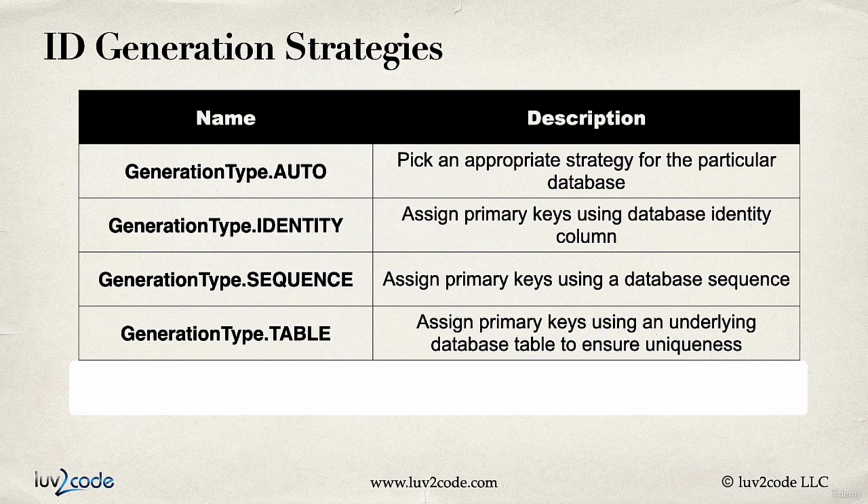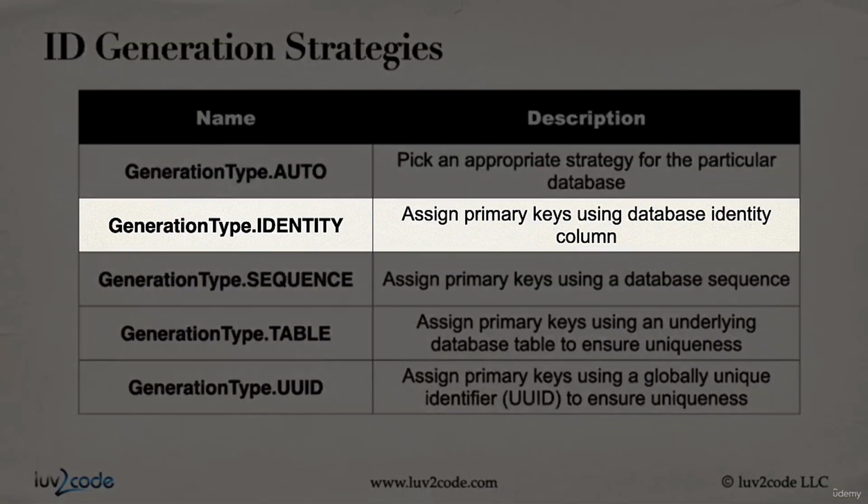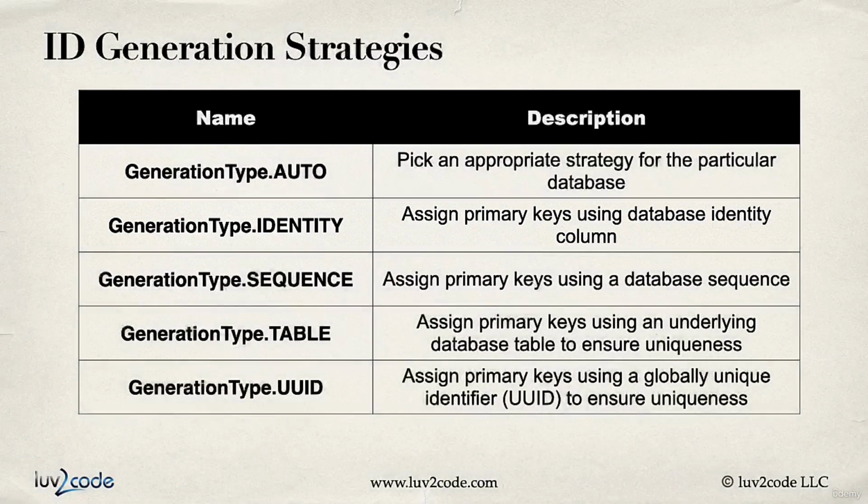And next we have generation type table. We assign the primary keys using an underlying database table to ensure uniqueness. And then finally we have generation type.uuid. Here we assign primary keys using a globally unique identifier or UUID to ensure uniqueness. In general, I recommend teams start out by using the generation type.identity, and that should cover most of the use cases. However, if you have very specific use cases, you can apply some of the other generation types based on your application requirements.